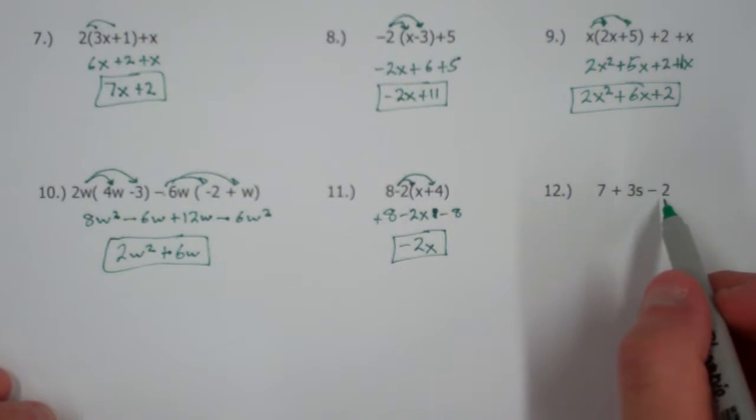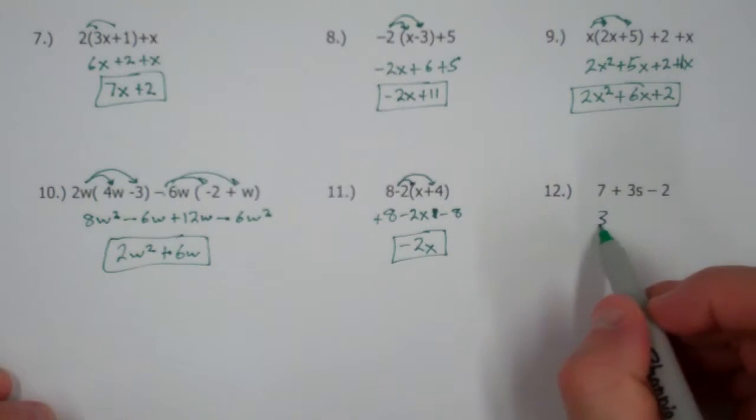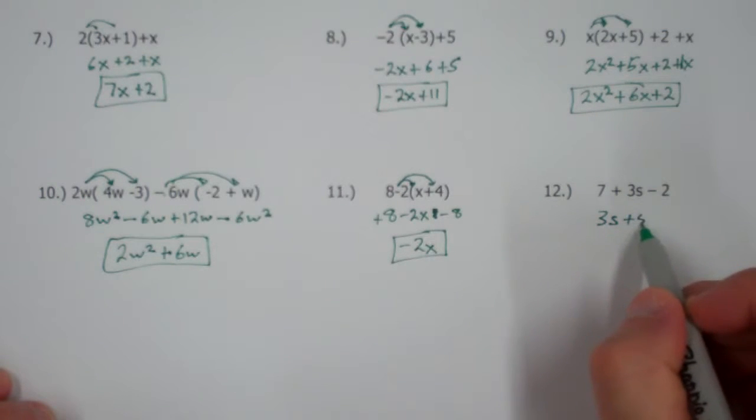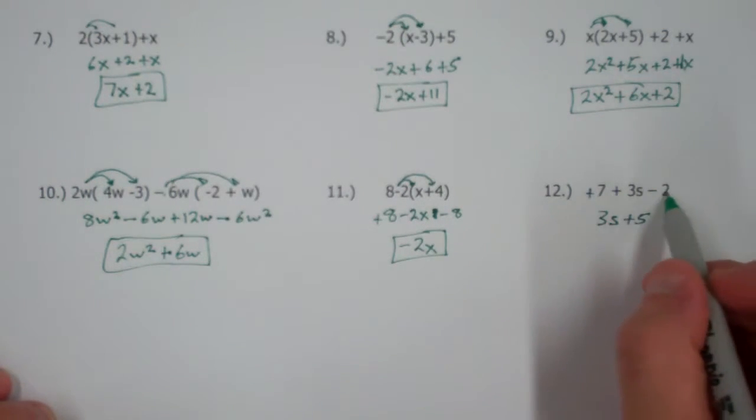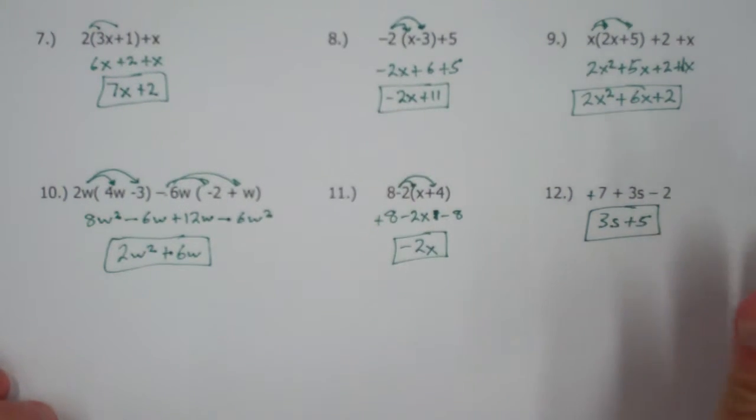7 plus 3s minus 2, identifying the like terms, 7 and negative 2, we can put them together, and we get positive 5. Positive 7 minus 2 is positive 5. The 3s can come first, and it can just stay.